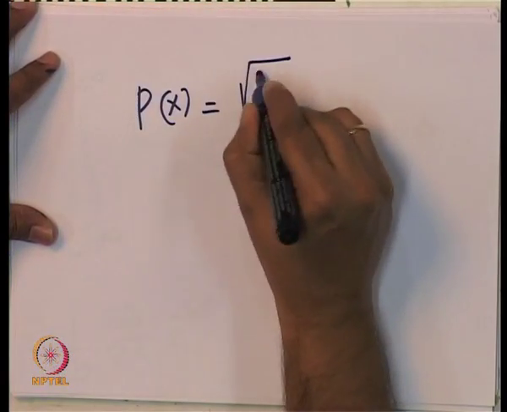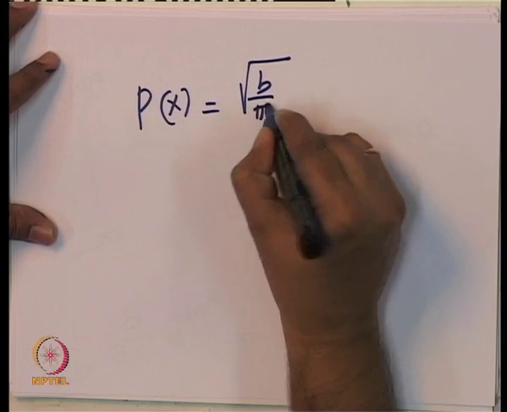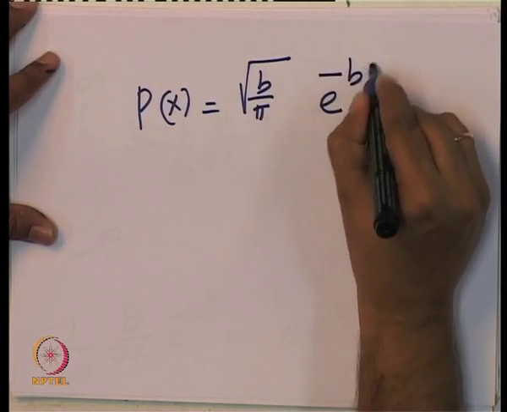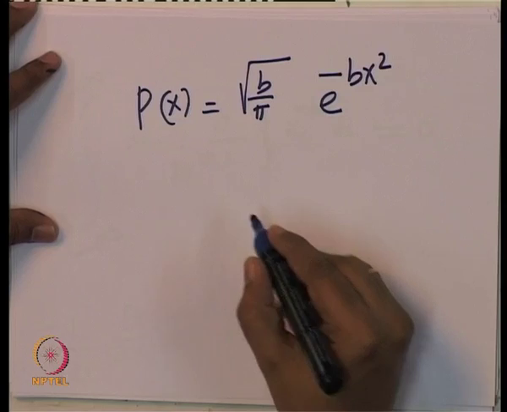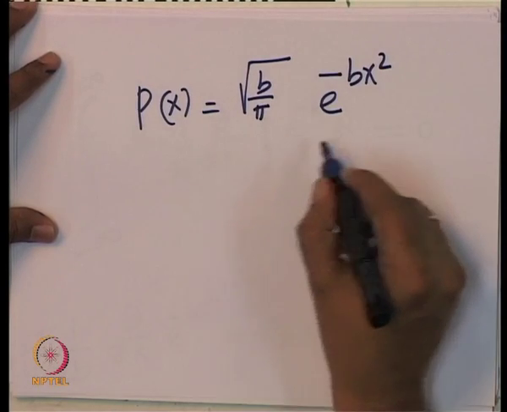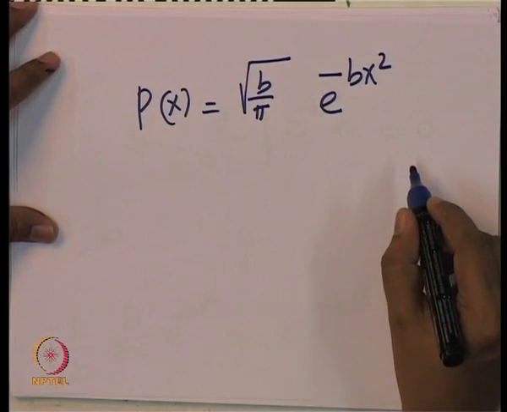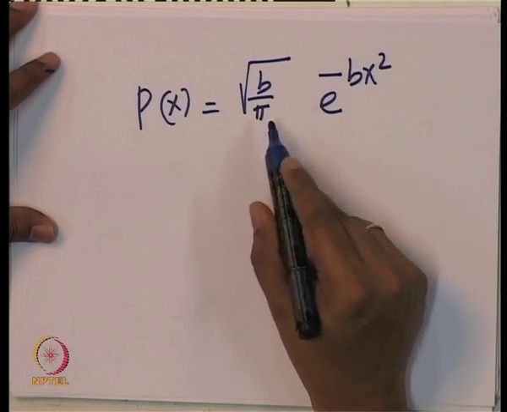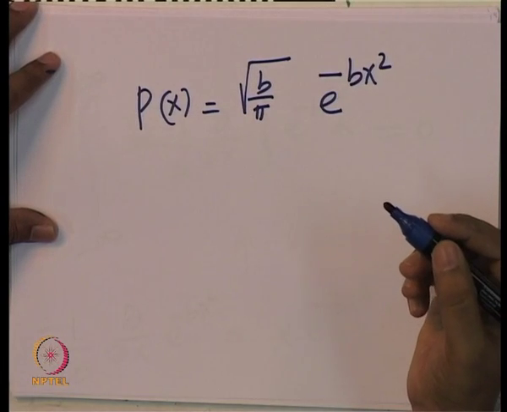Okay. So, the next question is, how do we calculate the x square average? We have p of x equal to root of b by pi e power minus b x square. Most of the time I will write it this way, though sometimes I might write root of b by pi as a for convenience.